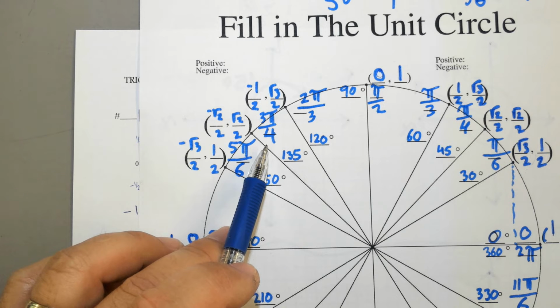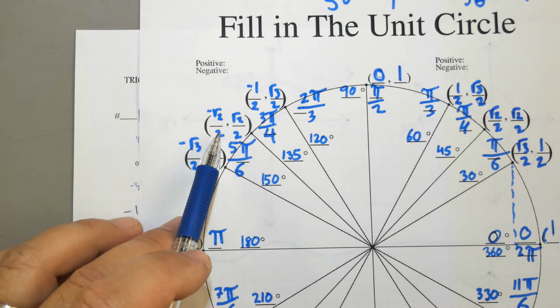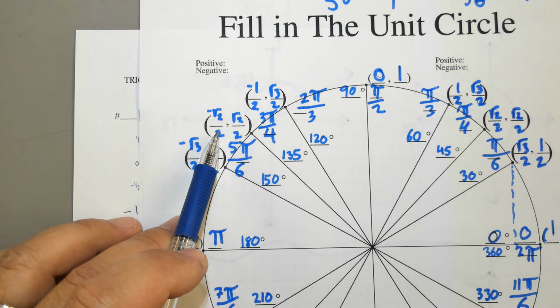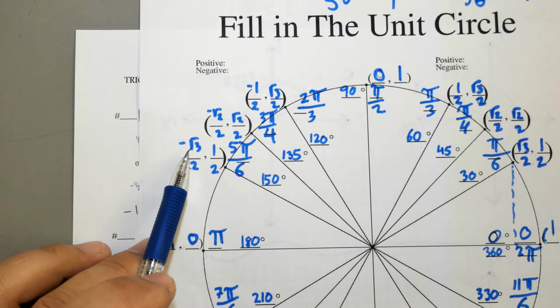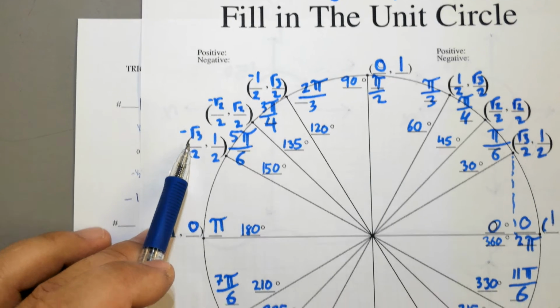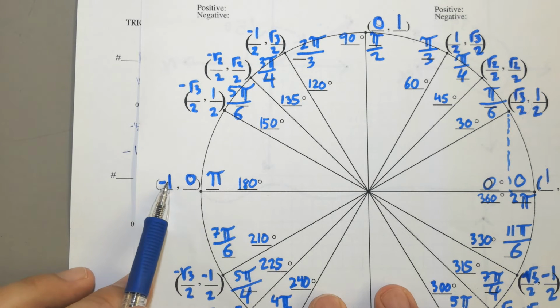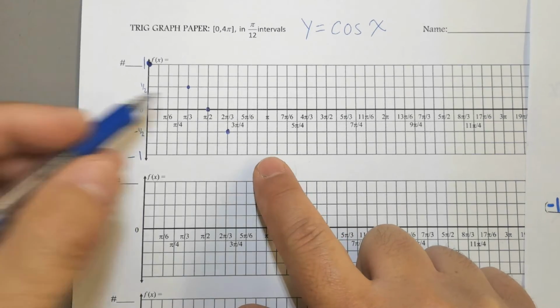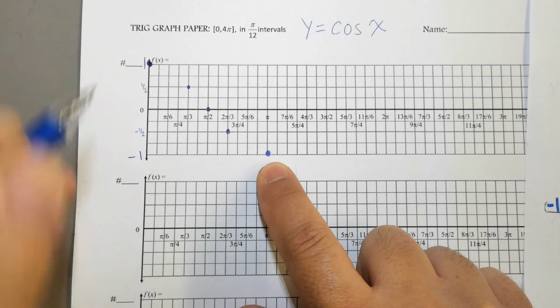Let's continue. 3 pi over 4, we're at negative radical 2 over 2. Again, that's a decimal value that is not friendly to graph by hand, so we'll skip it for now and come back to it for decimals. 5 pi over 6, negative radical 3 over 2. Again, a decimal value, not too friendly to graph by hand. For pi, we are where? Negative 1. So let's go to pi, negative 1. We could do that one. There we are.